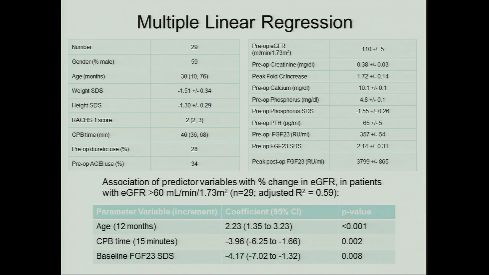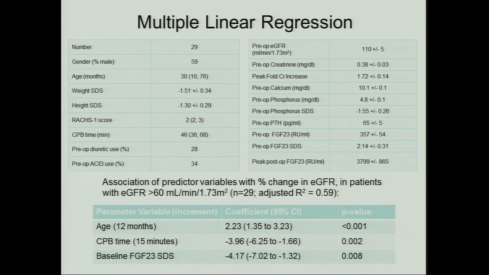And this shows the study sample. We excluded 2 patients that had GFR of less than 30. And of the remaining 29 patients, the median age was 30 months and the mean GFR was 110. And we found that after adjusting for age and cardiopulmonary bypass time, other factors that may affect the incidence of cardiopulmonary bypass-associated AKI, FGF23 standard deviation score still predicted percent change in GFR from baseline. And we obtained similar results when we restricted our analysis to only those patients who had estimated GFR of greater than 90.